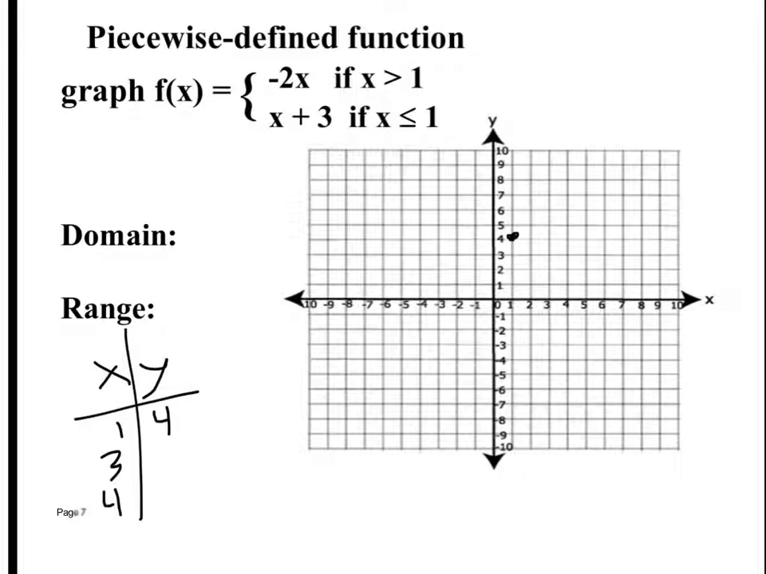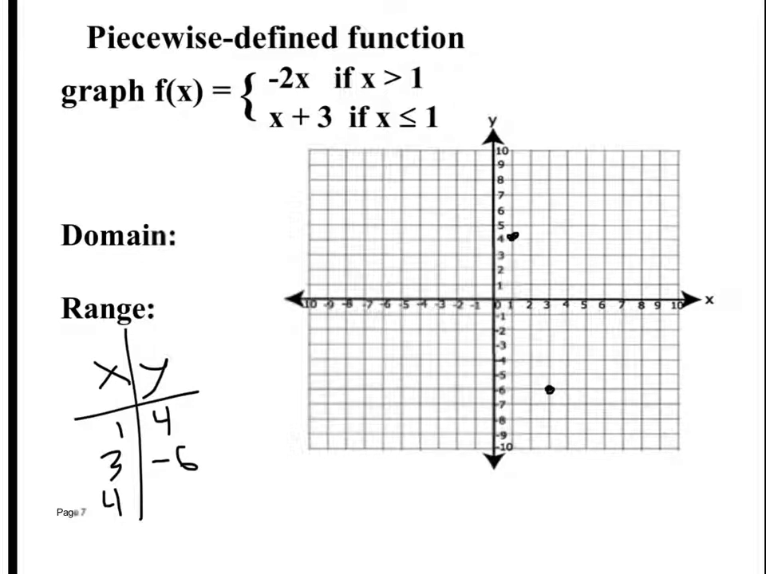Now let's do 3. Where does 3 fit? Is 3 bigger than 1 or is it smaller than 1? Bigger. So I graph this, negative 2x. So what is negative 2 times 3? Negative 6. So we go 3, negative 6.